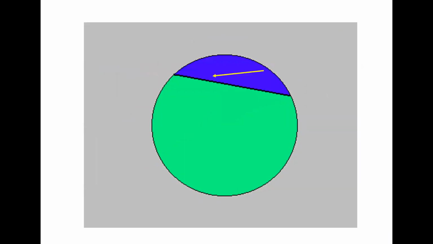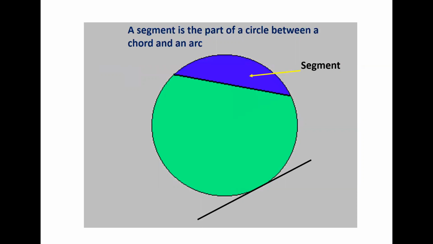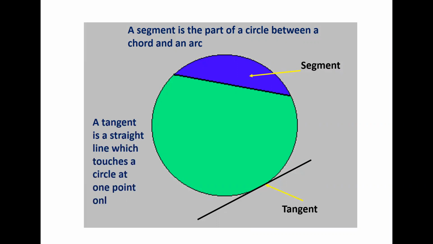And then we come to segment. A segment is a part of the circle between a chord and an arc. The region between a chord and an arc is called a segment. It may be a major segment or a minor segment. Right? And then we come to a tangent. So tangent is basically a straight line which touches the circle at only one point. In Sinhala we say tangent; it touches the circle at only one point.